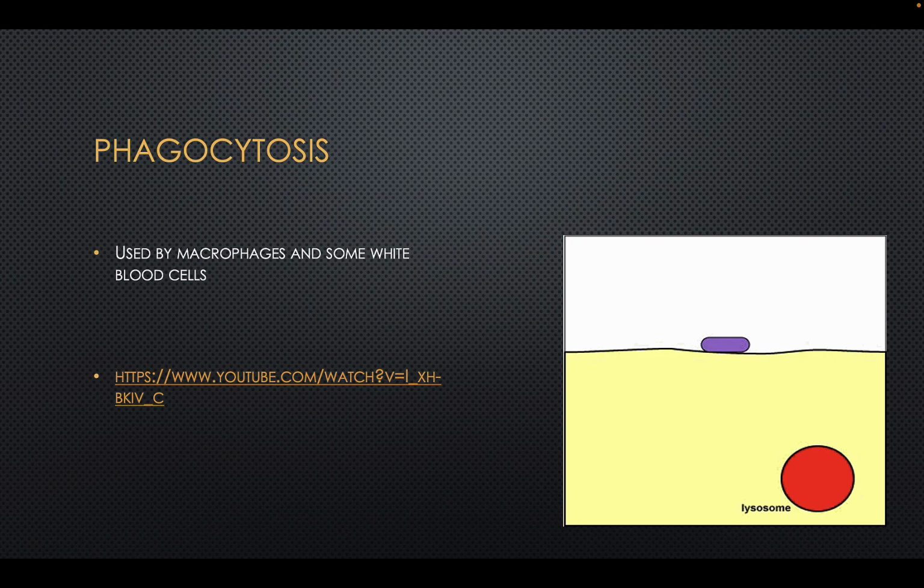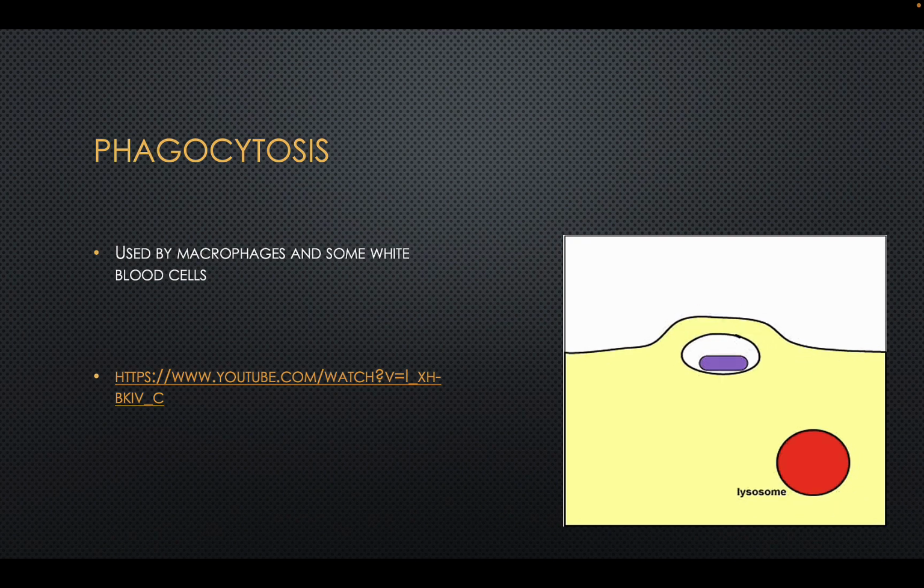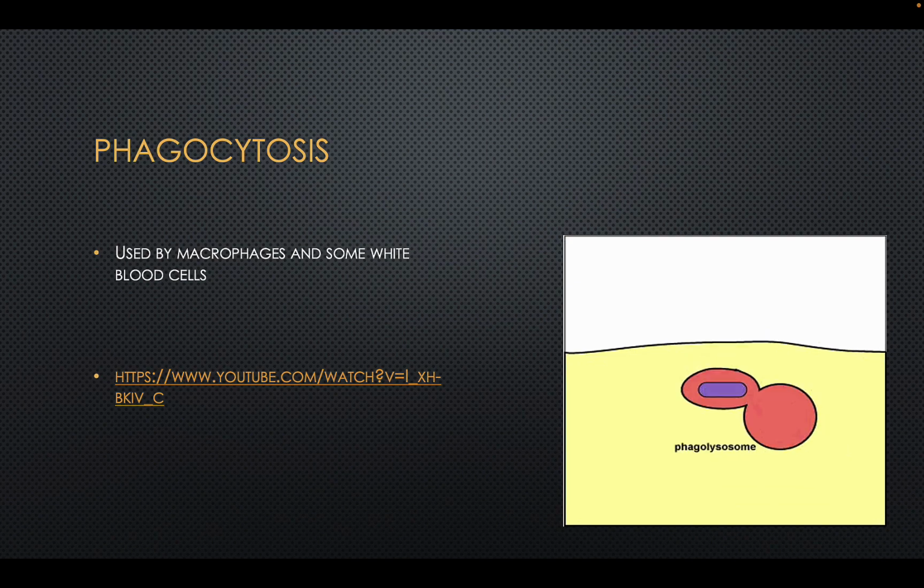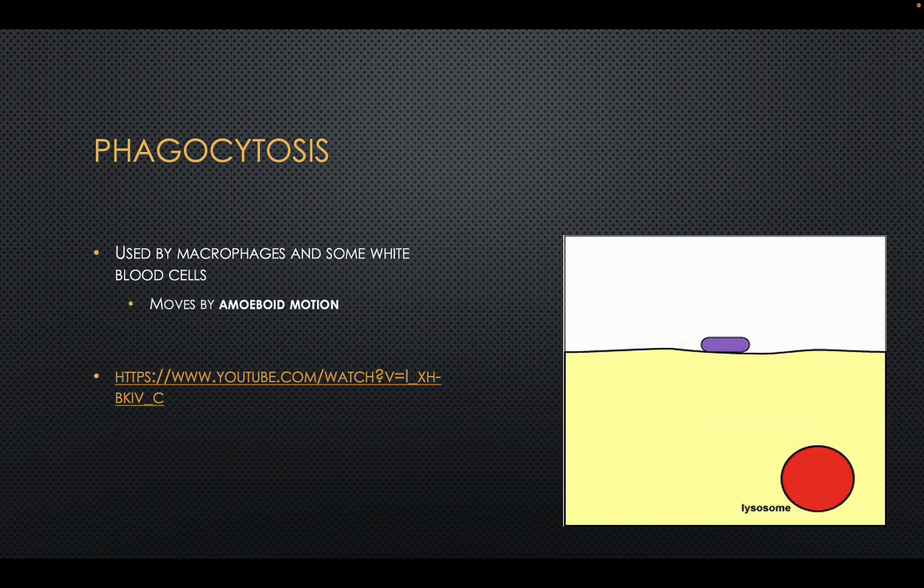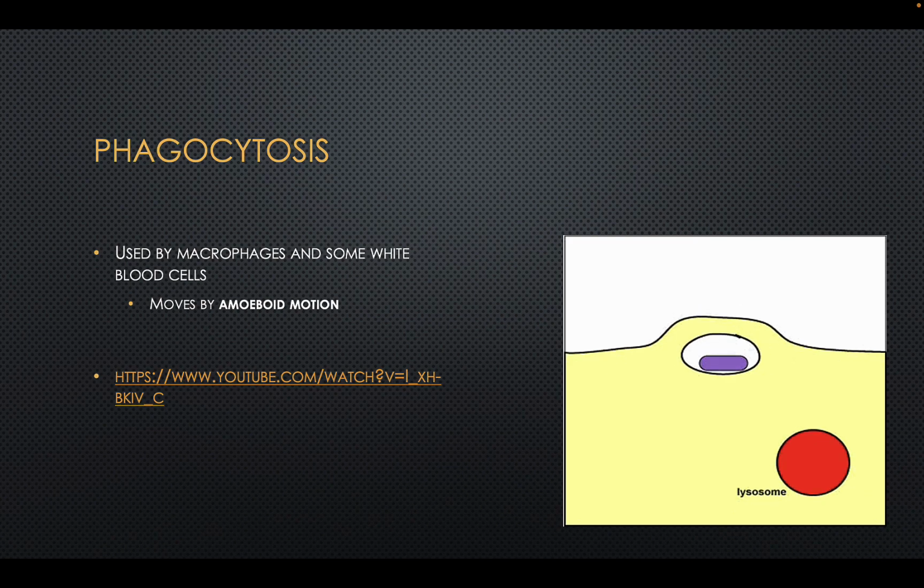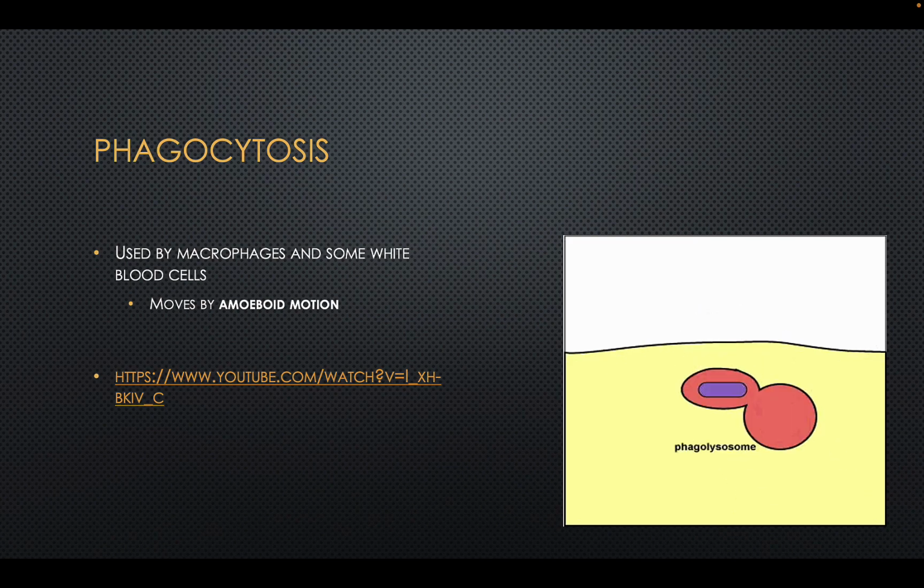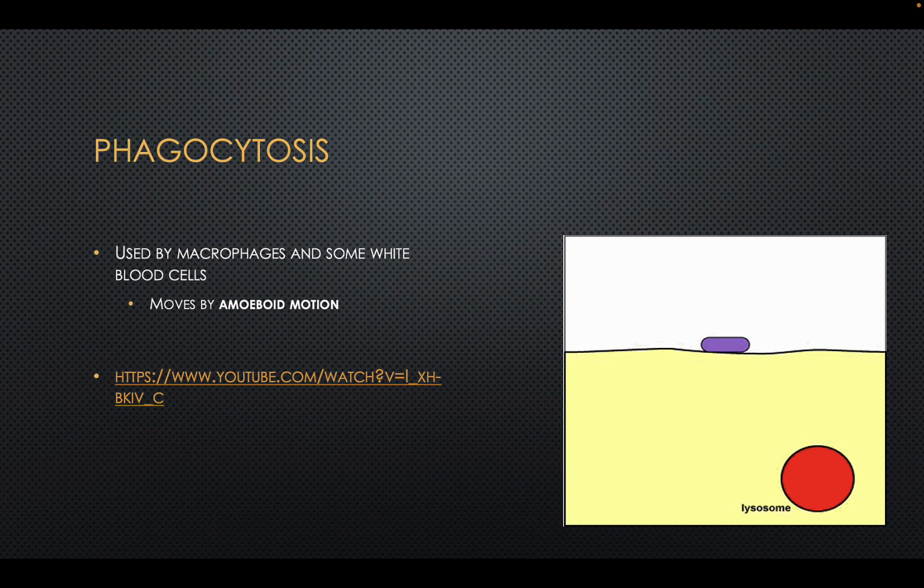So now with phagocytosis, again, I said that this is used by those macrophages, and then there are some white blood cells like neutrophils that can also do this phagocytosis process. And you'll see with these white blood cells, if you get onto the internet, and I'll show you a video, where these phagocytes are able to move by what we call amoeboid action. They look like little amoebae swimming around in the system.